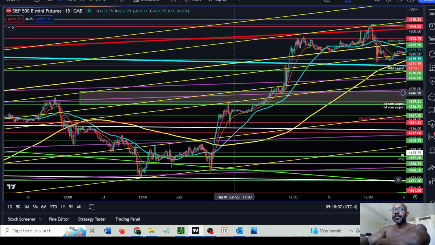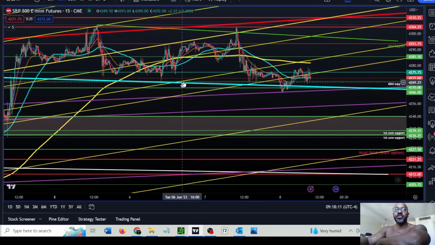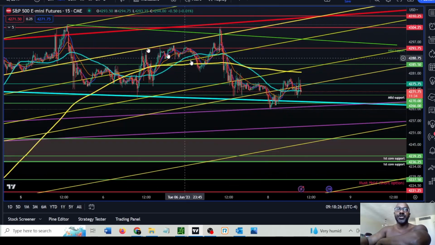So right now, I don't really see any major patterns. I removed the megaphone that was forming because we didn't reach the top yesterday. When we broke out of here, I thought we might reach the top of the megaphone, which will be this yellow line here, but we didn't. I just drew this line from here to here, touch and touch there, but I might remove that.